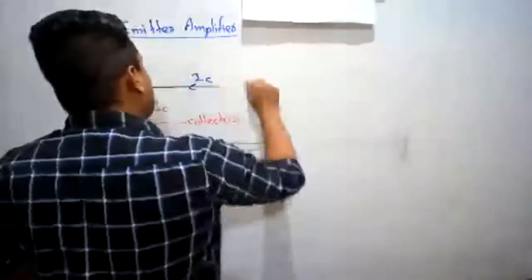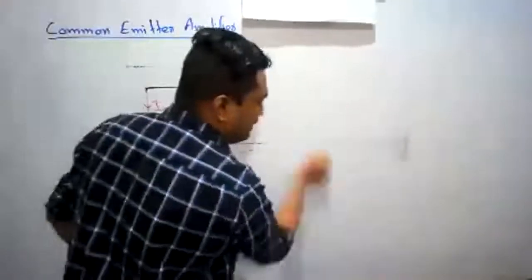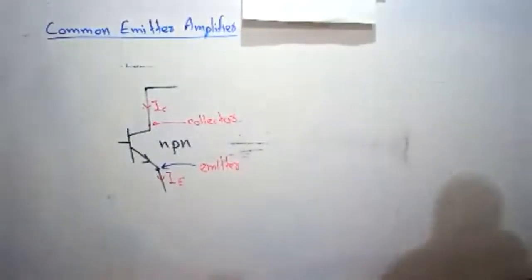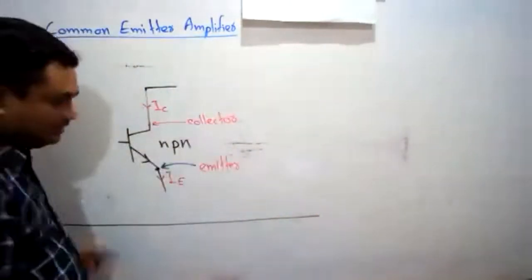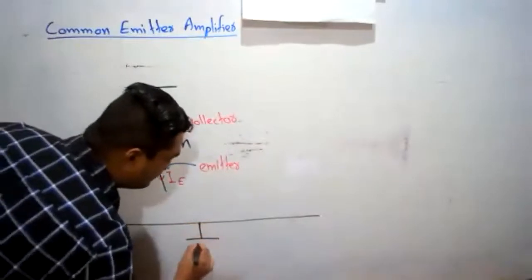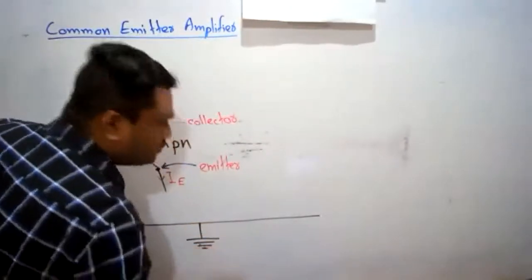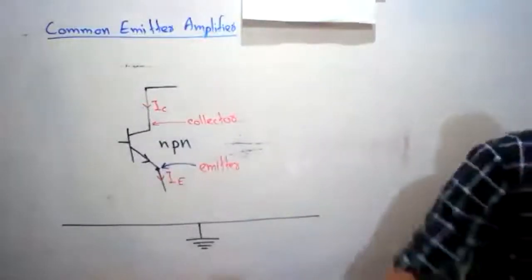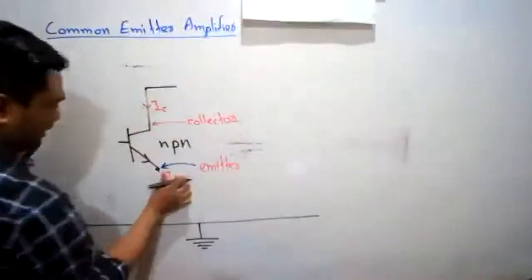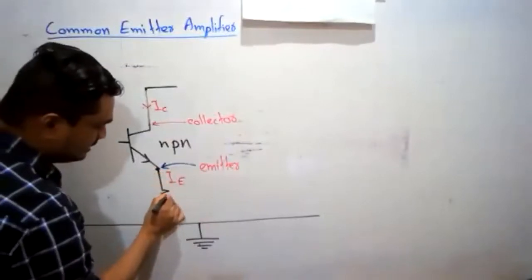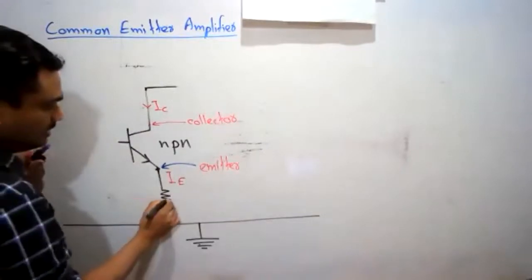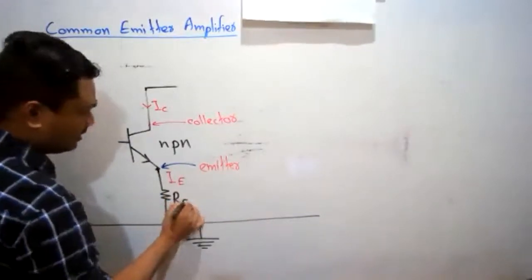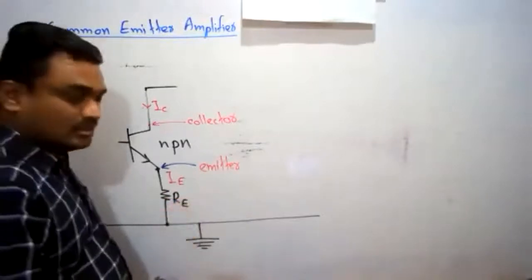Let me explain how to construct this amplifier circuit. First thing is we should draw the common line. Then we should connect it to the ground. Right. Then we connect a resistor to the emitter. The resistor which is connected to the emitter is said to be RE resistance, RE ohms.